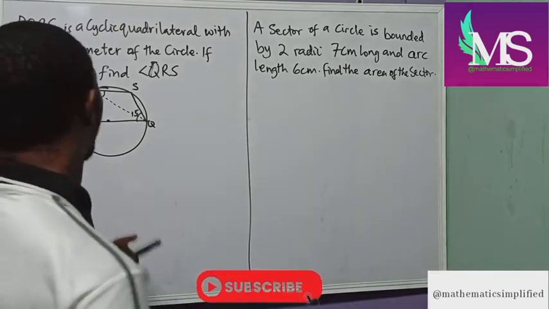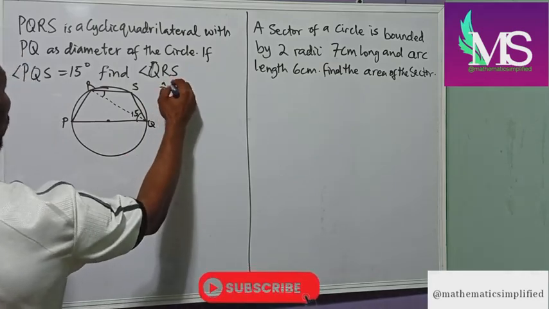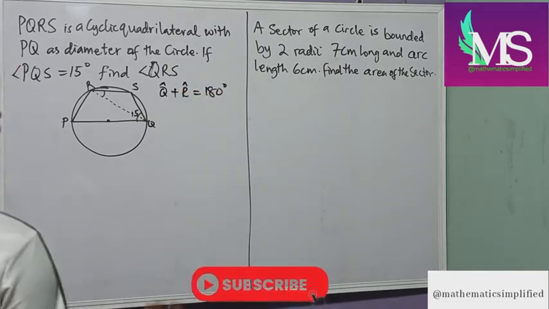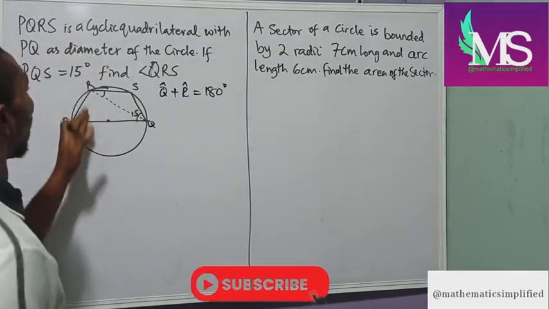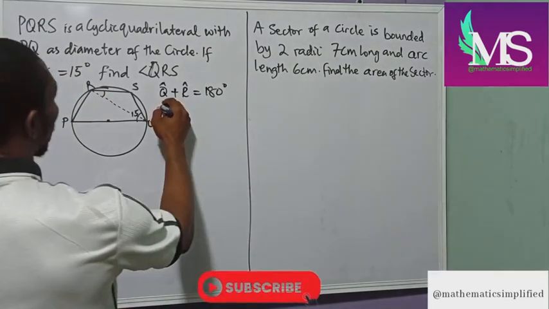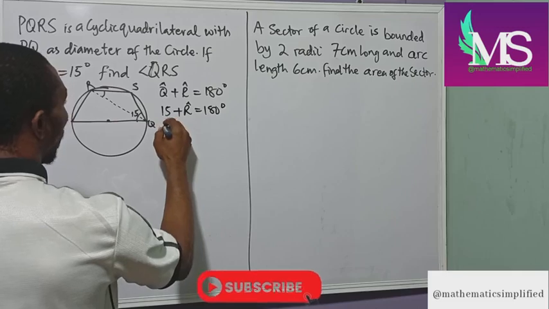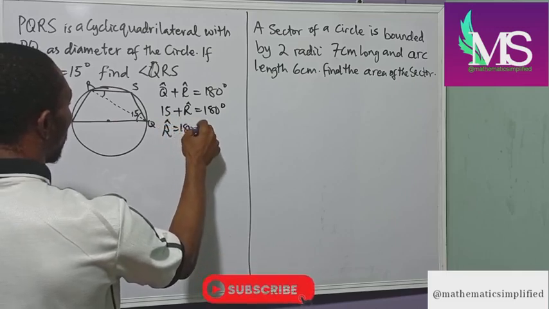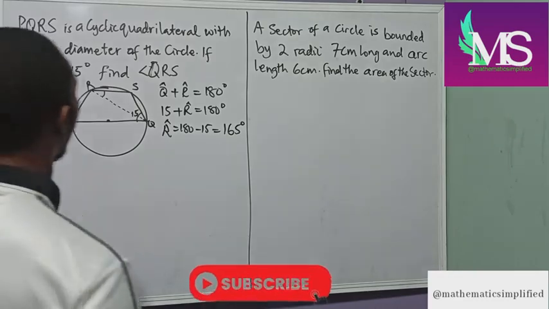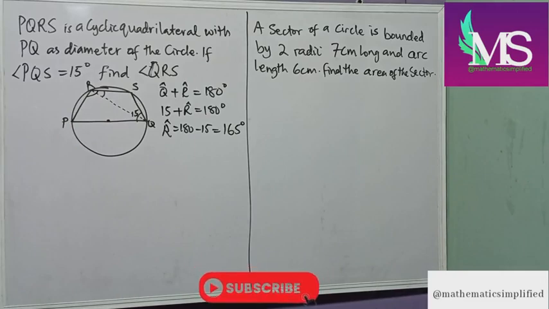Bearing that in mind, we can say that angle Q plus angle R equals 180 degrees. Reason: opposite angles in a cyclic quadrilateral are supplementary. So this becomes 15 plus R equals 180 degrees. That means our angle R equals 180 minus 15, which gives us 165 degrees. That means this entire angle R will be 165 degrees.